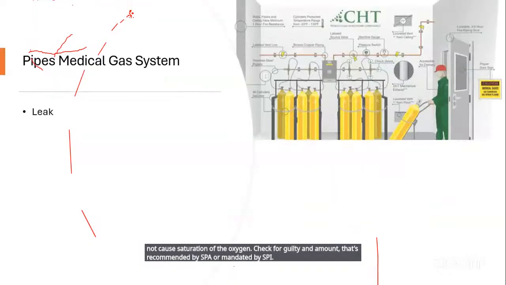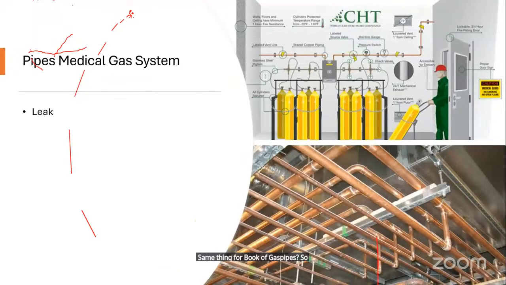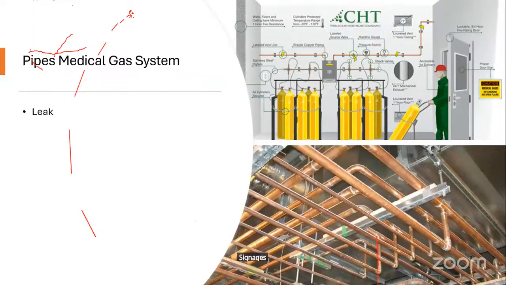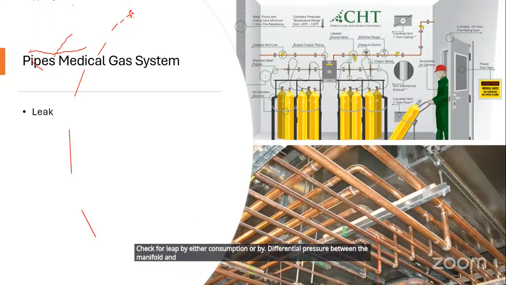Same thing for medical gas pipes. We need to check for leaks, make sure that you have proper direction, proper signages on the medical gas pipes, direction and the type of gas, and check for leaks either by consumption or by the differential pressure between the manifold and different areas far from the manifold.